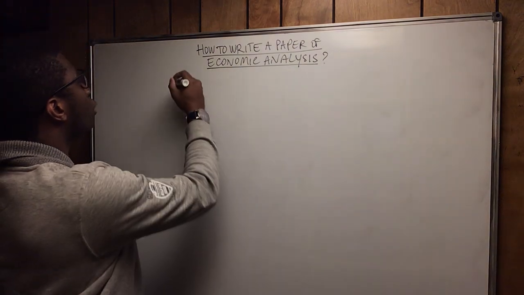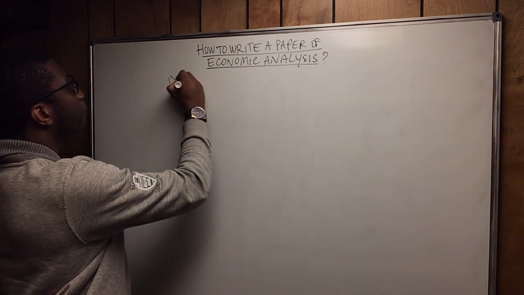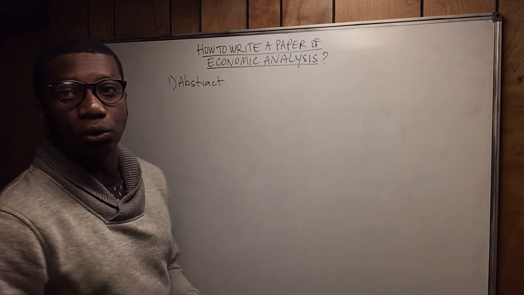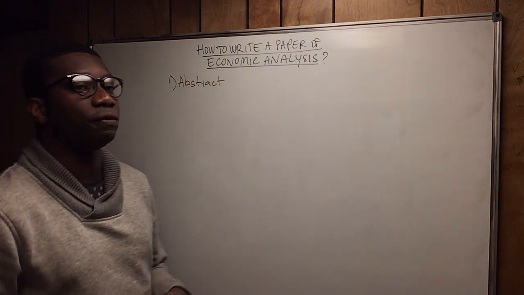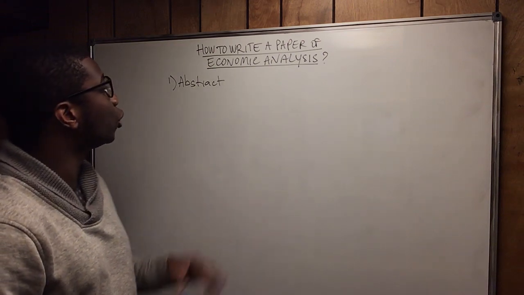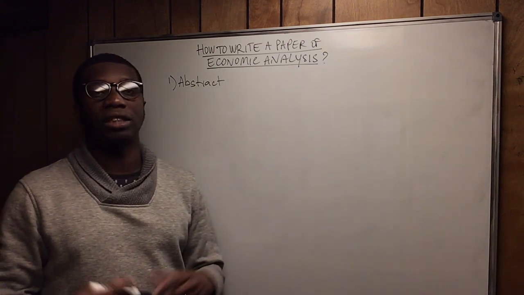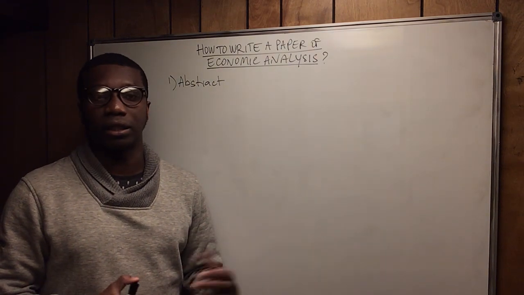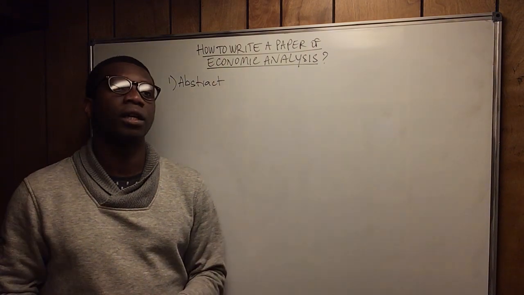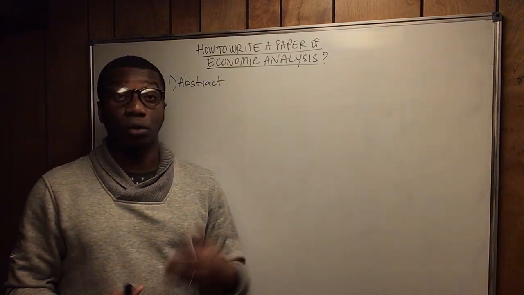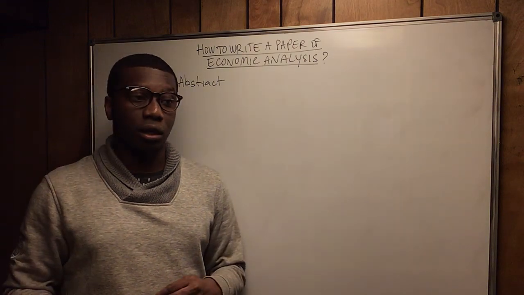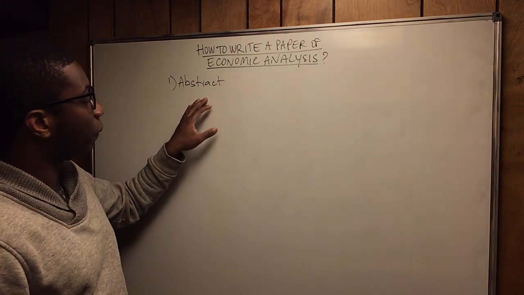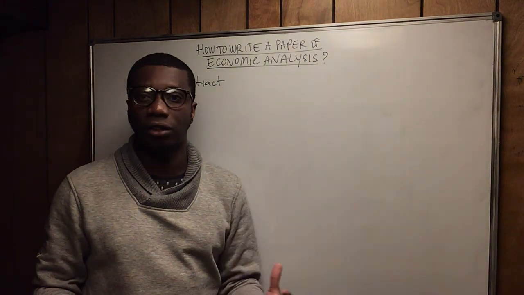So the first is to have an abstract. The abstract is always the first thing in any scientific paper of economic analysis that you're trying to write, because based on the abstract, people, specifically referees and the editor-in-chief, will determine, when you submit your paper to the journal, if your paper is even worth being submitted for peer review or not. So the abstract is everything.